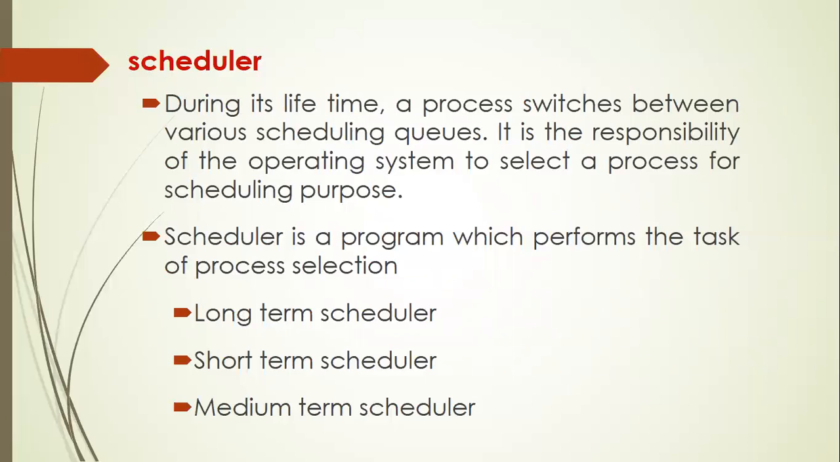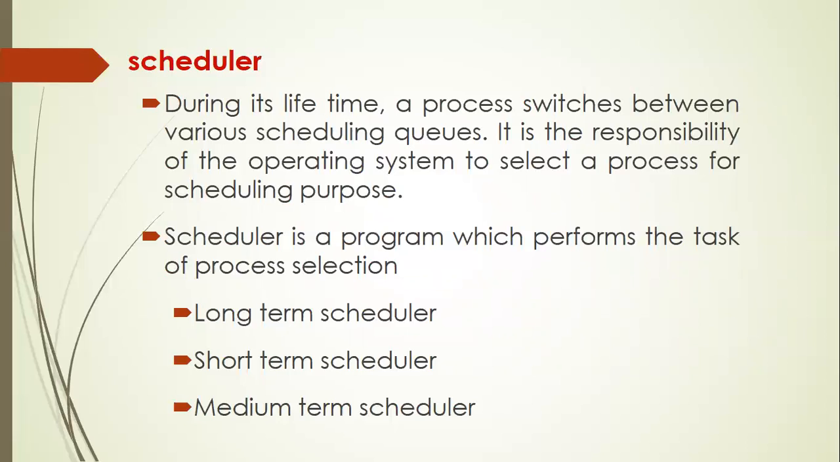So one scheduler decides which set of programs should be brought from the job queue to the ready queue. Another scheduler decides, out of the processes in the ready queue, which process has to be executed by the CPU first, which process next, etc. So this scheduler is a program which performs the task of selecting a process. Selection of the process means selecting the program from the job queue to the ready queue, or selecting the process in the ready queue and allocating it to the CPU. These two are the functions of the scheduler.